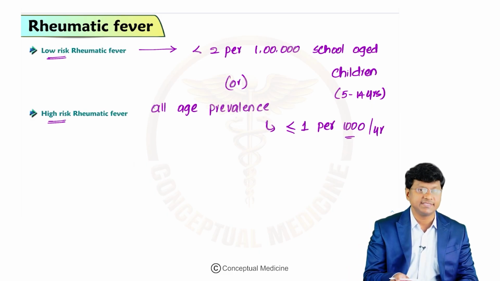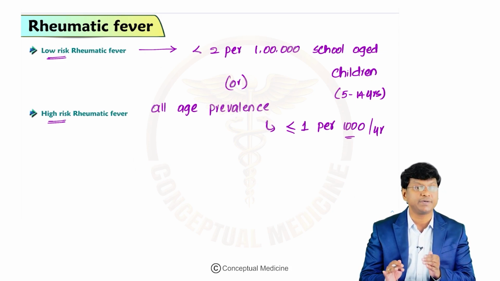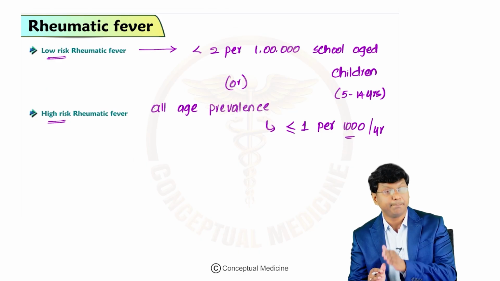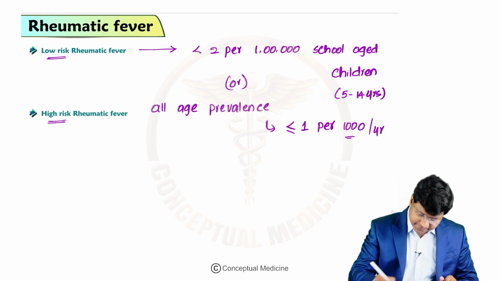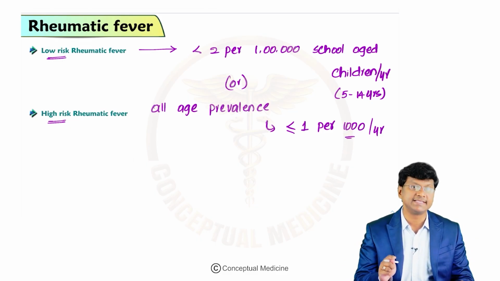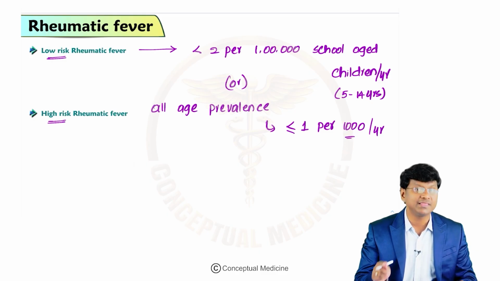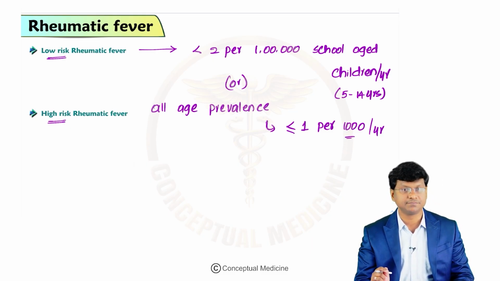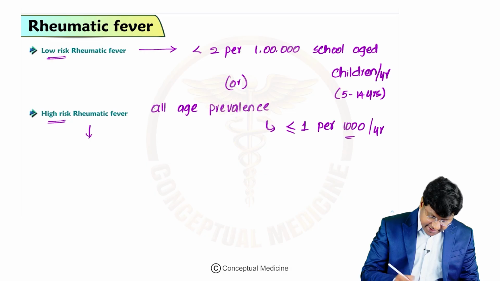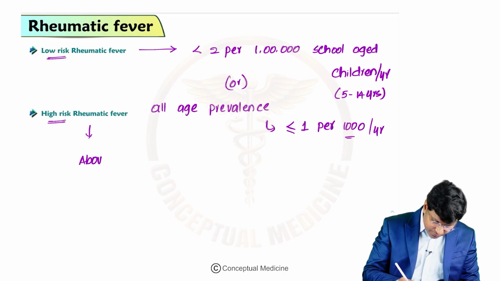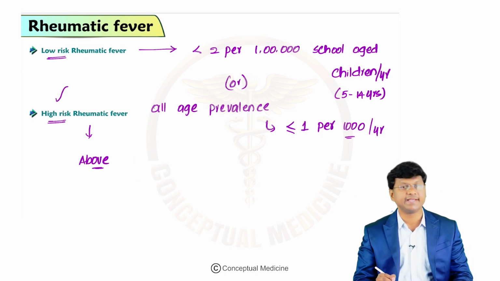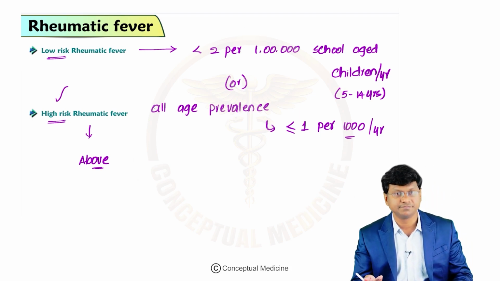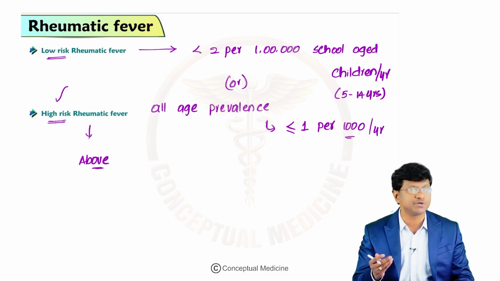So if this is the incidence in that group of population, school aged children less than 2 per 1 lakh per year, and if you take all age prevalence less than or equal to 1 per 1000 population per year, that group we consider as the low risk. But anything above, we consider as the high risk patients for rheumatic fever.